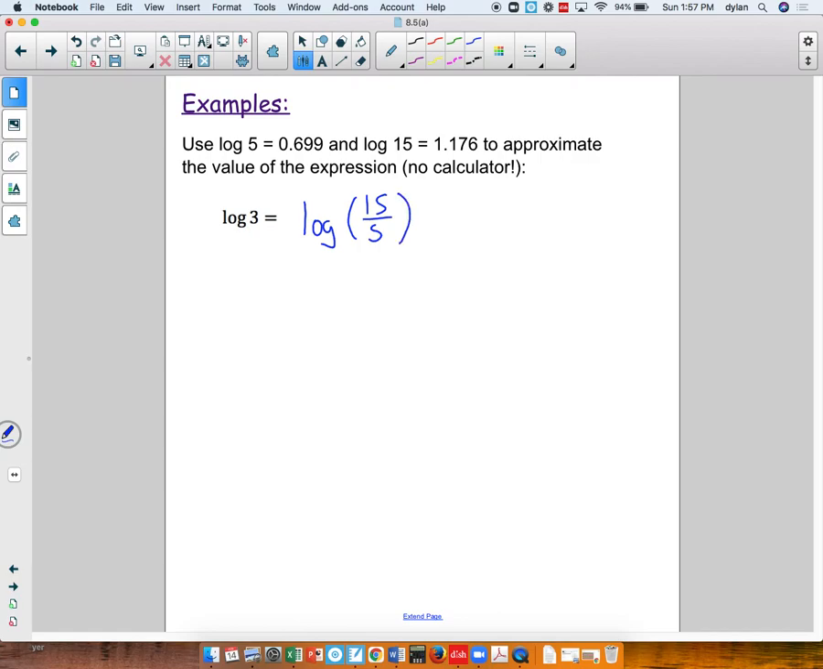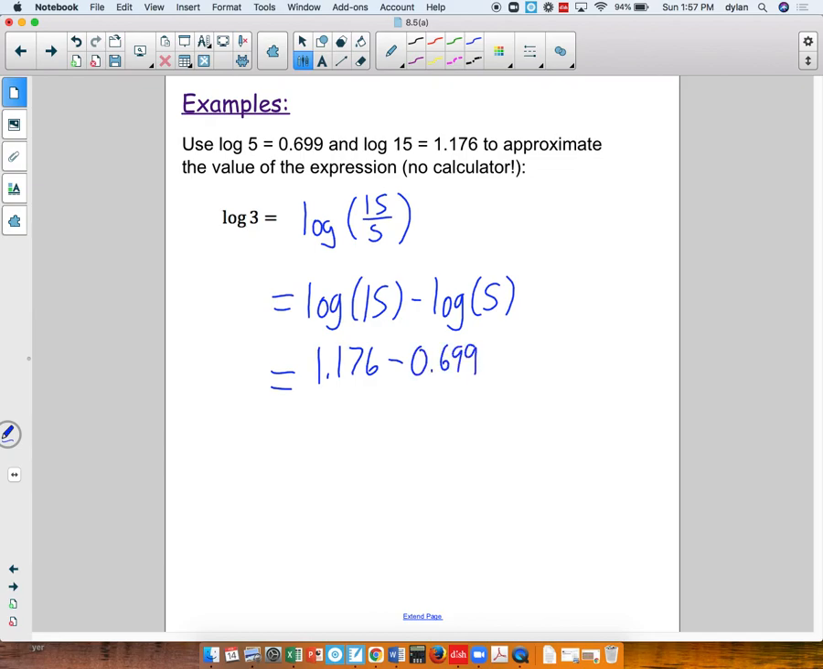And then we can use our subtraction property to think of this as log 15 minus log 5. And then at that point, we can just plug in our values. Log of 15 is 1.176, minus log of 5 is 0.699. So then our answer would just be 0.477. So we can evaluate the log of 3 based on those other values, as long as we use our log properties to rewrite them.